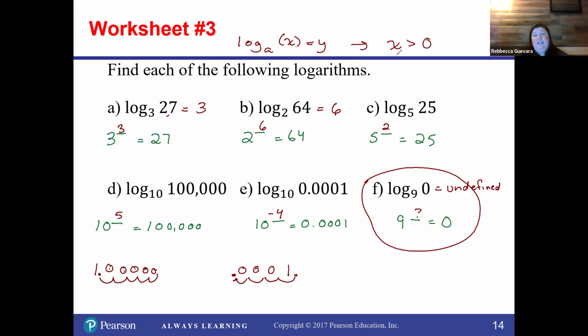So that is why we get this part with our logarithms, that those x values have to stay positive, because we don't know how to take a number and put an exponent on it that's going to make it 0. We also don't know how to make it a negative number. It's not something we can do.